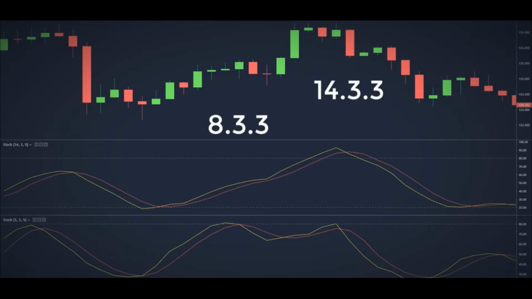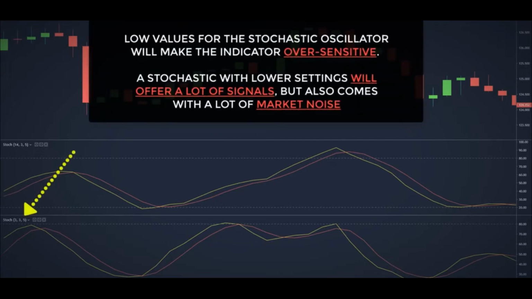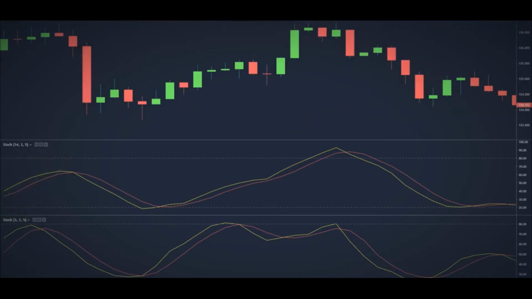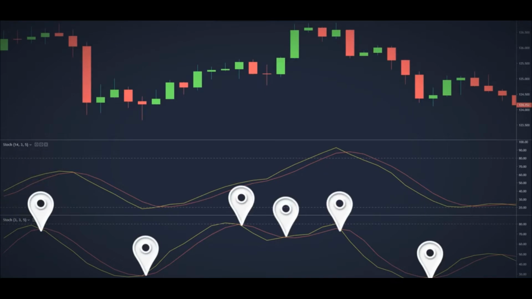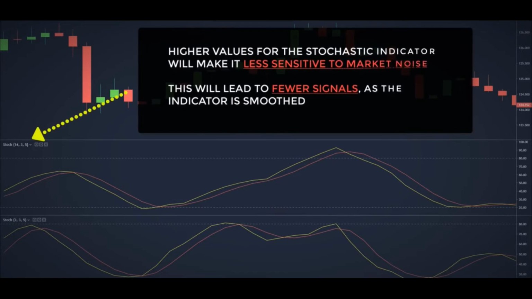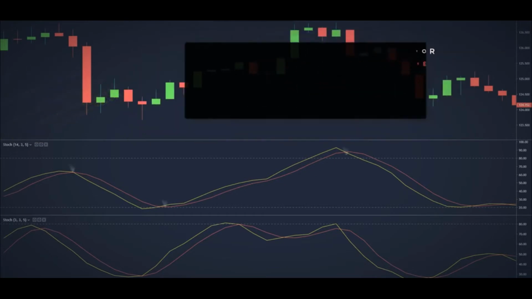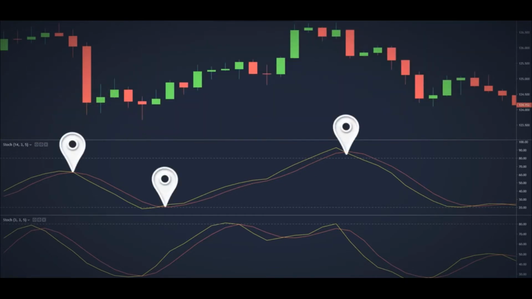Depending on your trading style, you have to decide how much noise you are willing to accept with the stochastic. Low values for the stochastic oscillator will make the indicator oversensitive. A stochastic with lower settings will offer a lot of signals, but also comes with a lot of market noise. Higher values for the stochastic indicator will make it less sensitive to market noise. This will lead to fewer signals as the indicator is smoothed.